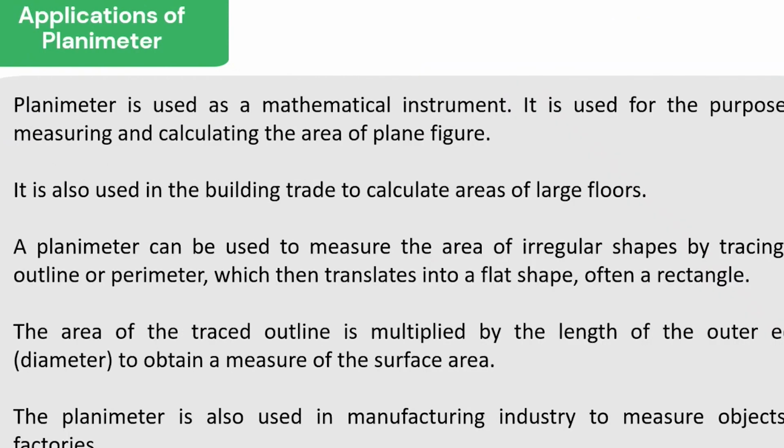Applications of planimeter. Planimeter is used as a mathematical instrument. It is used for the purpose of measuring and calculating area of a plane figure. It is also used in the building trade to calculate areas of large floors. A planimeter can be used to measure the area of irregular shapes by tracing an outline or perimeter, which then translates into a flat shape, often a rectangle. The area of traced outline is multiplied by the length of the outer edge or diameter to obtain a measure of the surface area. And lastly, the planimeter is also used in manufacturing industry to measure objects in factories.